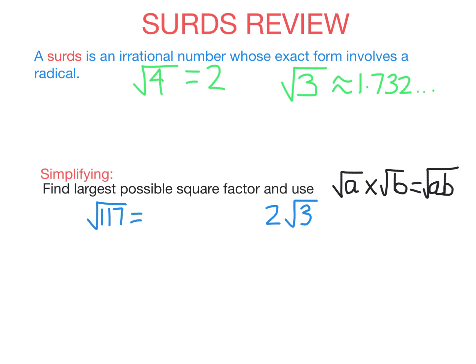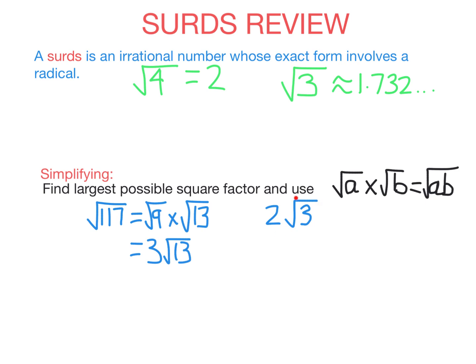So I can write root 117 as root 9 times root 13. The reason we chose 9 of all numbers is it's a factor of 117 and it is also a perfect square. The reason this simplifies is that root 9 is equal to 3. I can just write this as 3 root 13. These two numbers are equal in value. This is said to be simpler because there is a lower number under the square root.